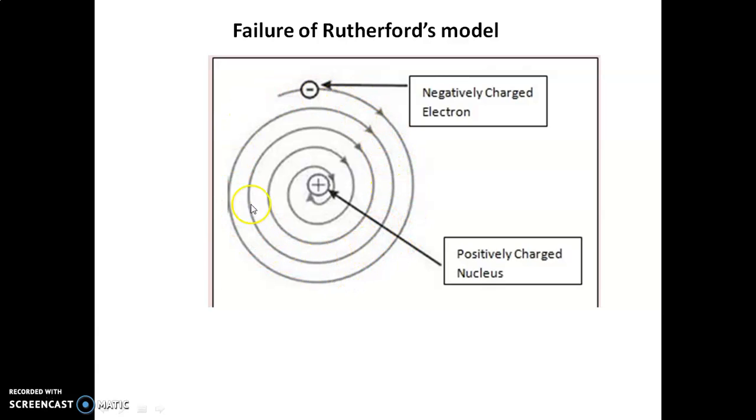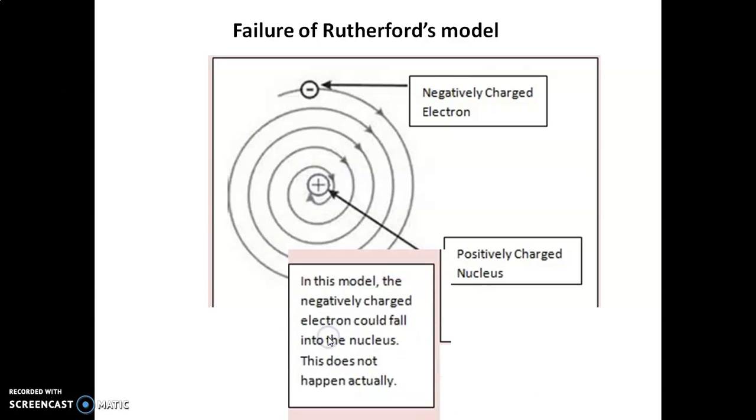It moves in a circular path of smaller and smaller radius, and ultimately it meets the positively charged nucleus, and then the negatively charged electron would fall into the nucleus. But this doesn't happen, because if this would have happened, we would have had no atom, no matter, nothing. So obviously the model that Rutherford proposed was not true.